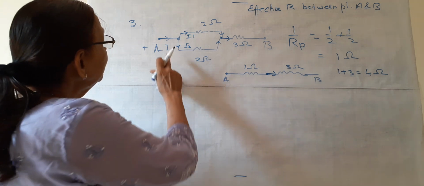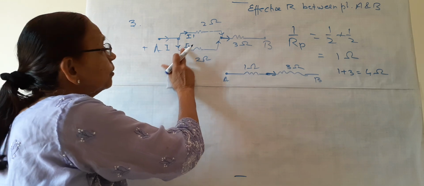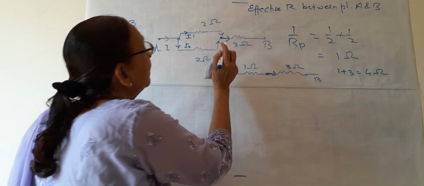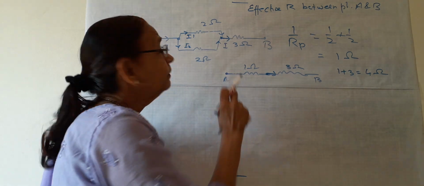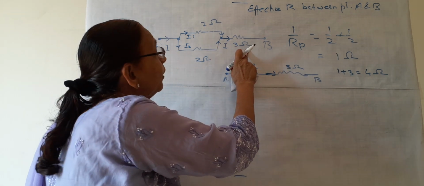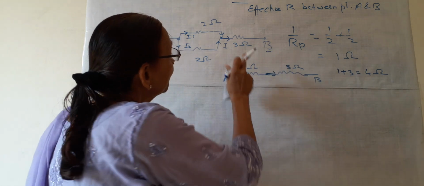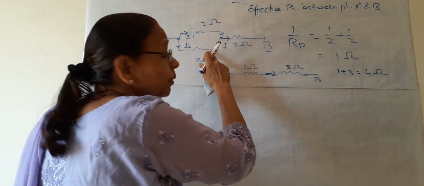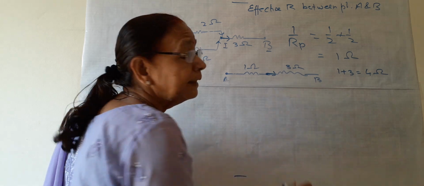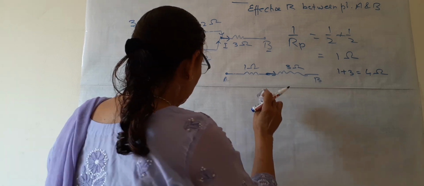Should I explain again? Current is entering here. This is the junction. It has two roads, divided into I1, I2, flow, and again join. I1 plus I2 again join to form I, and this I is flowing in the 3 ohm and it comes to the negative terminal. So the total resistance: these two are in parallel and these two with this are again in series. So the total resistance of the circuit will be 4 ohm.